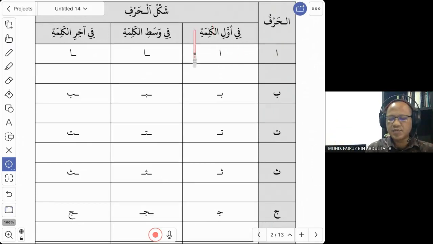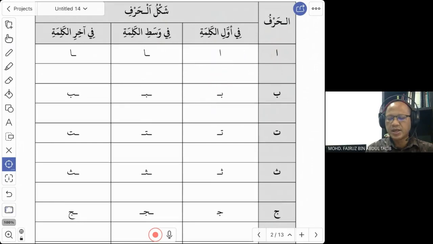The second column on the top, we say shaklul harf. Shakl means the shape of the letter. So it means that the shape of this letter will change according to its placement. Where do you put the letter? Whether it is fi awwalil kalimah, which means in the beginning of the word. So if this alif is in the beginning of a word, then this is the shape.